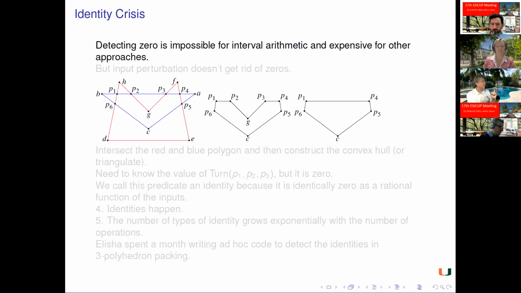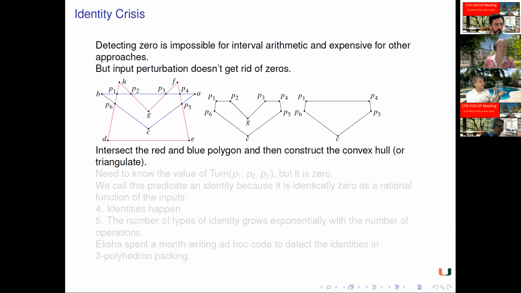Not necessarily. So here, consider this example where we have the red polygon and the blue polygon, and we intersect, and we get this shape, okay? And this shape, hey, how about that, has got P1, P2, P3, P4 that are collinear. And the reason they're collinear is because they are all lying on the original line segment AB. So actually they're collinear, and no matter how much you perturb A, B, C, D, E, F, G, and H, they will remain collinear, okay? Because they all lie on line segment AB.